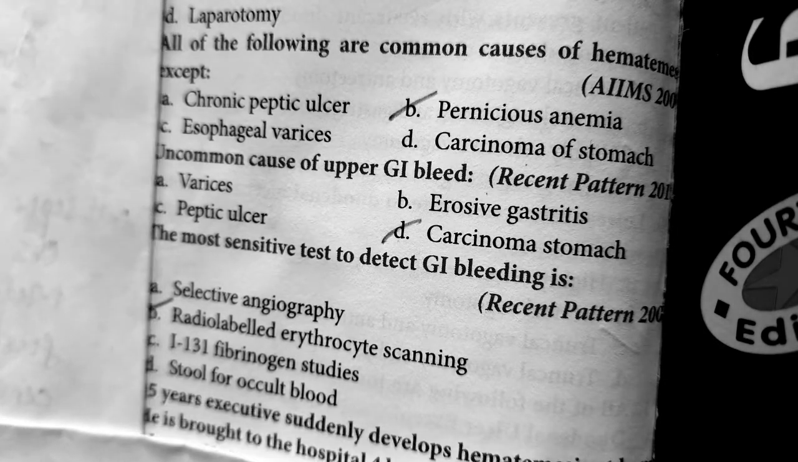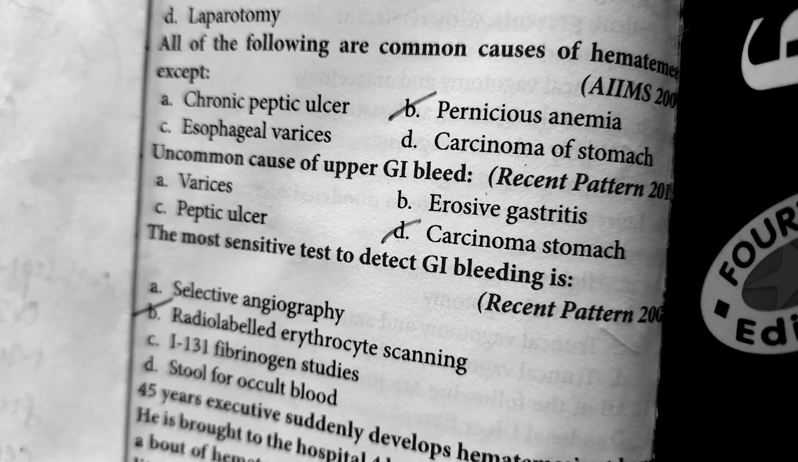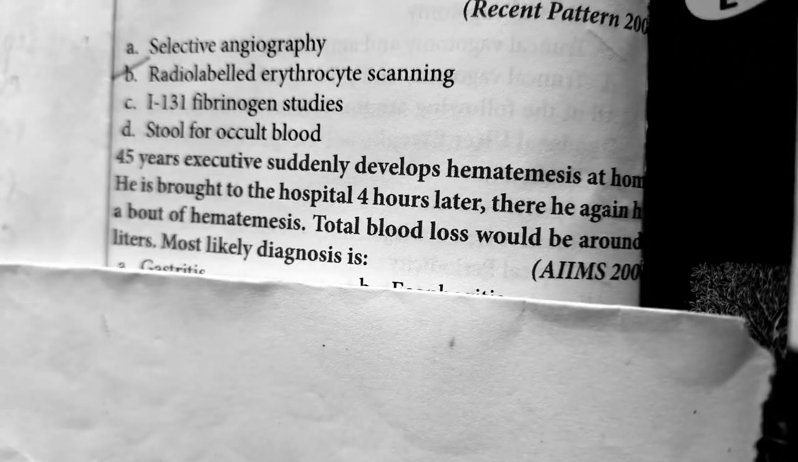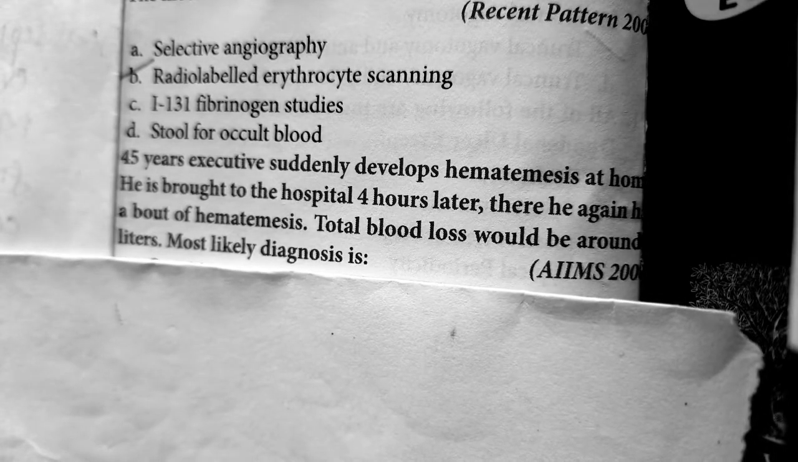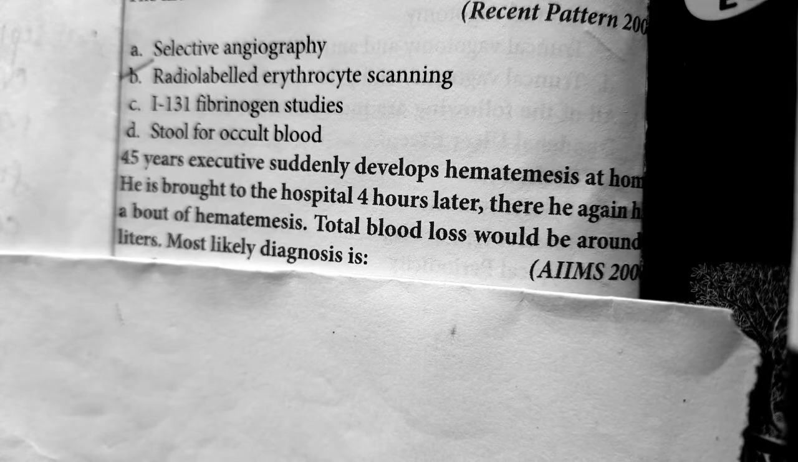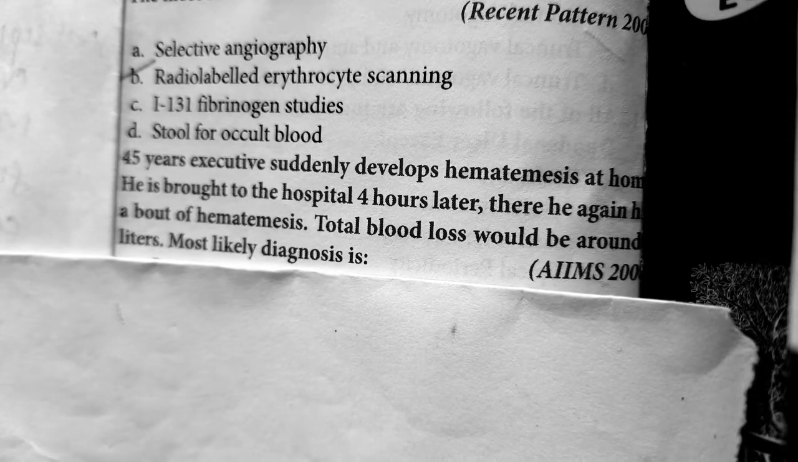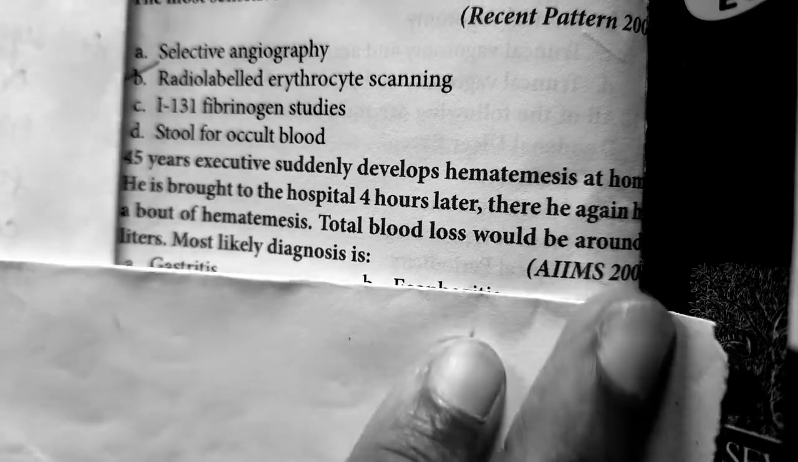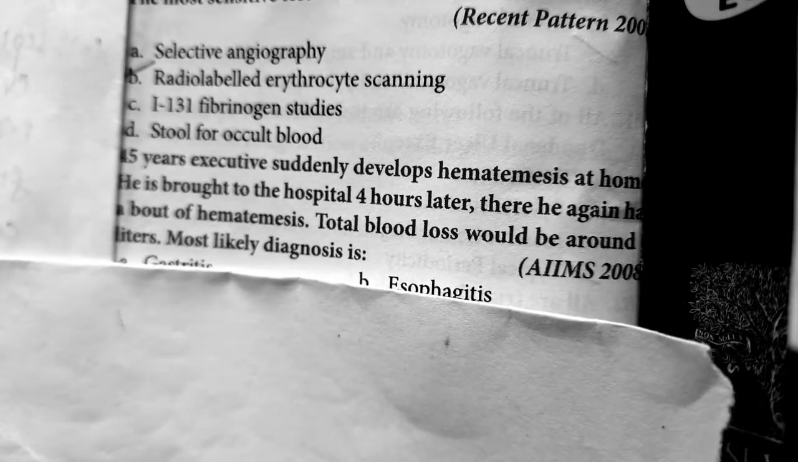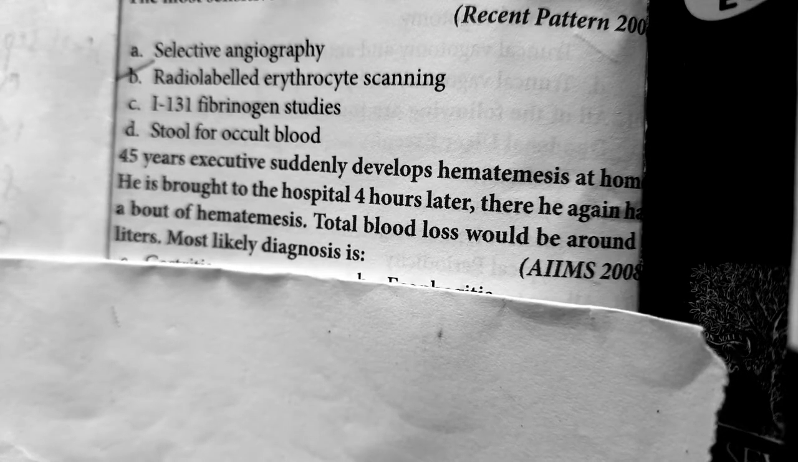Then question number 8. It's a clinical question. A 45-year-old executive suddenly develops hematemesis at home. He is brought to the hospital 4 hours later. Then he again has a bout of hematemesis. Total blood loss would be around 2 liters. The most likely diagnosis is.